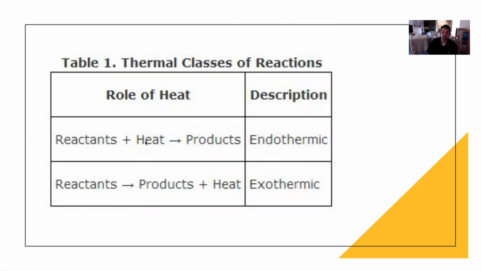If heat is a reactant, that means it's being absorbed, and so the reaction is endothermic every time, right? So if you ever see heat as a reactant, it's an endothermic process. Now, if heat is a product, it's something that the reaction is giving off. So if you see heat as a product, it's an exothermic reaction every time.